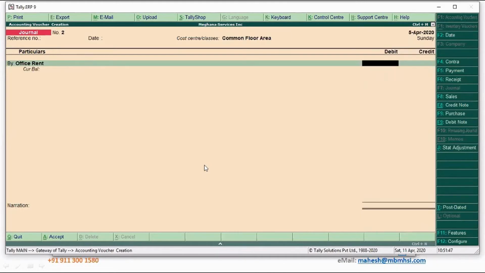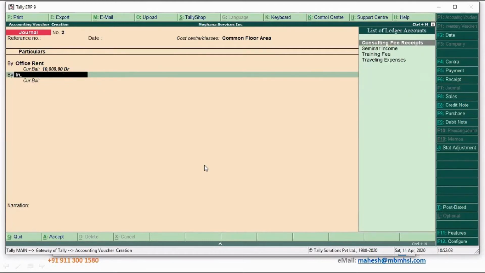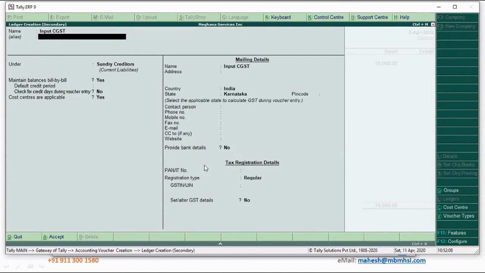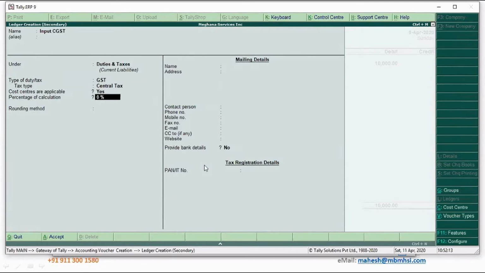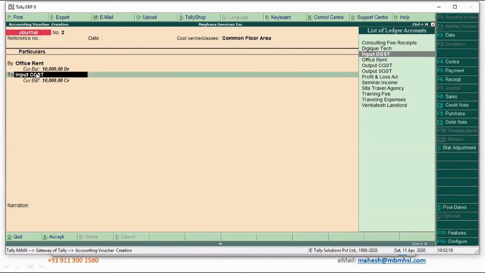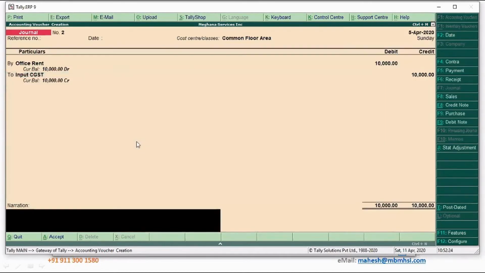So office rent 10,000 rupees to Venkatesh landlord 10,000 rupees. If you have GST, all those things you could specify. Say for example, there is a GST for this. I'm just creating input CGST. Duties and taxes, GST, central tax. Here also I have enabled cost centers. It gets enabled by default. You need not even specify that.